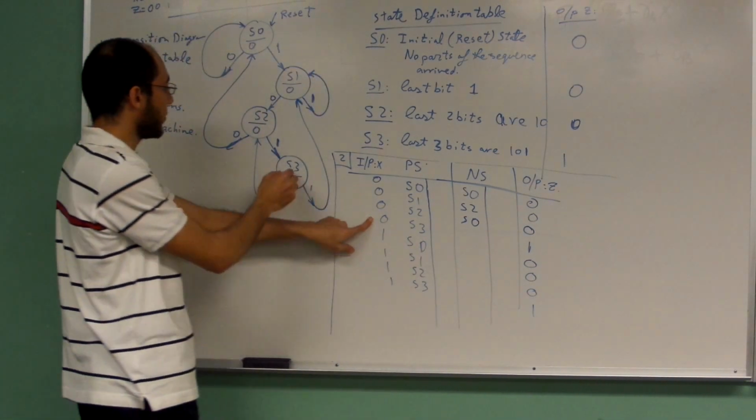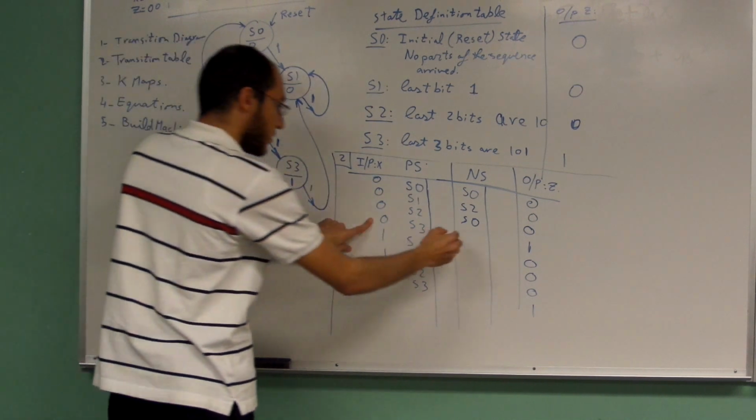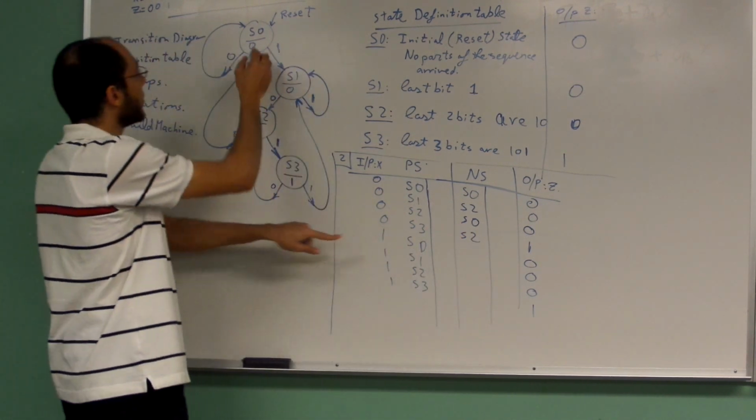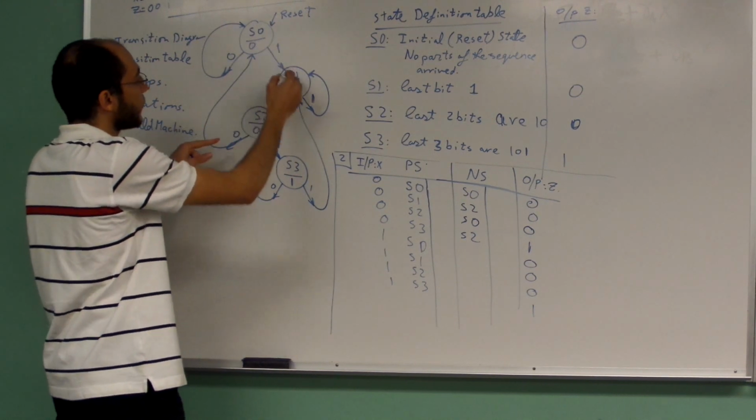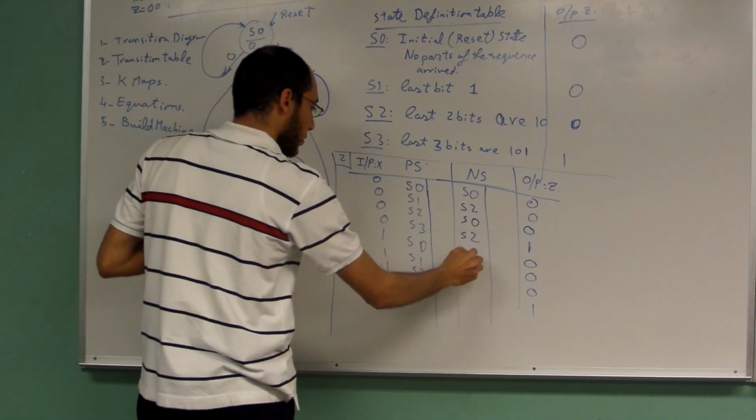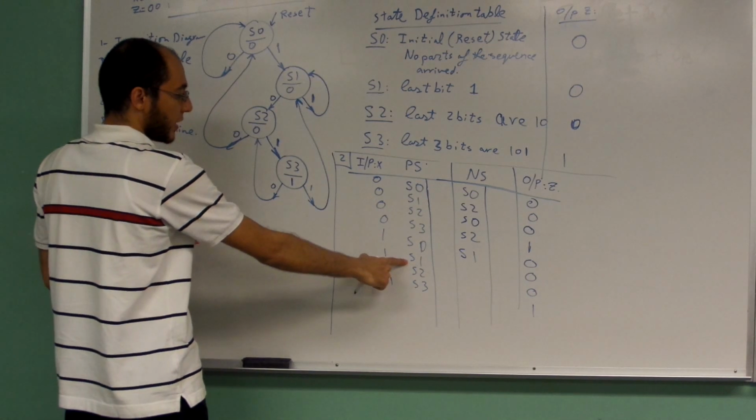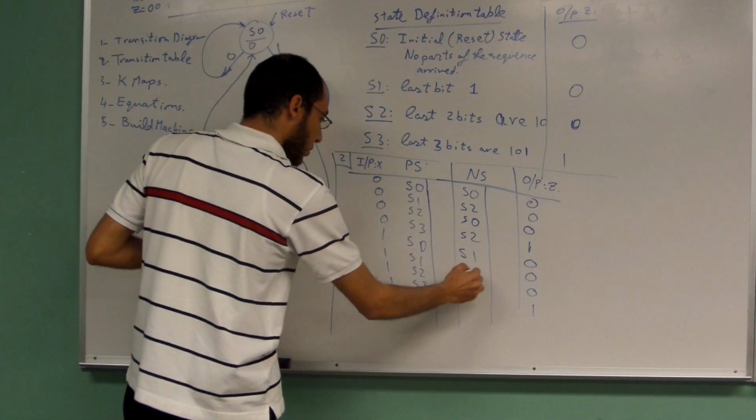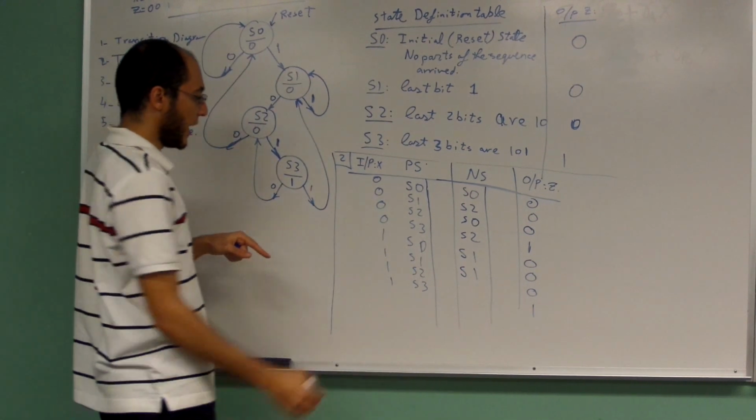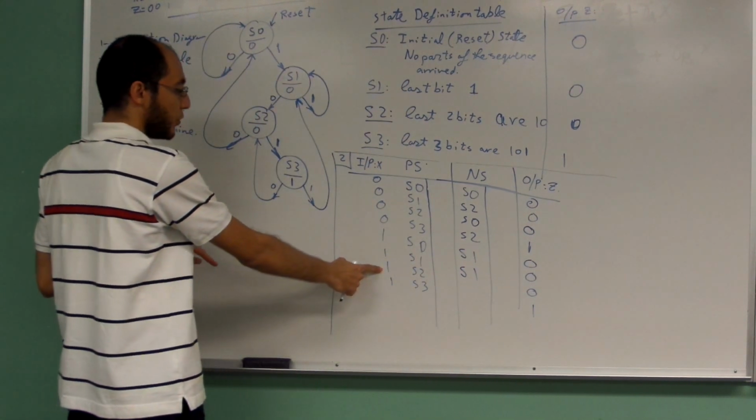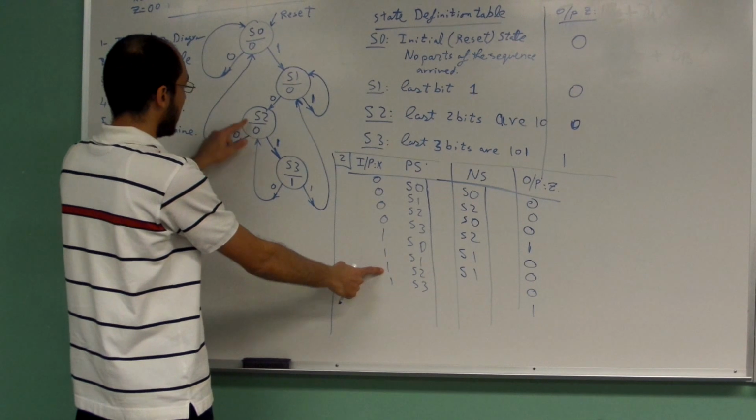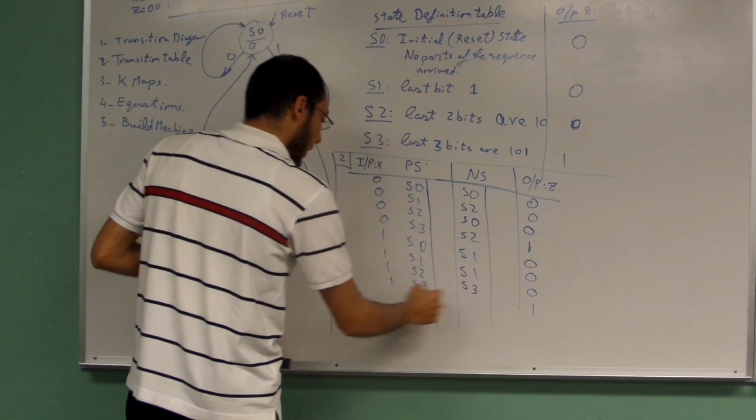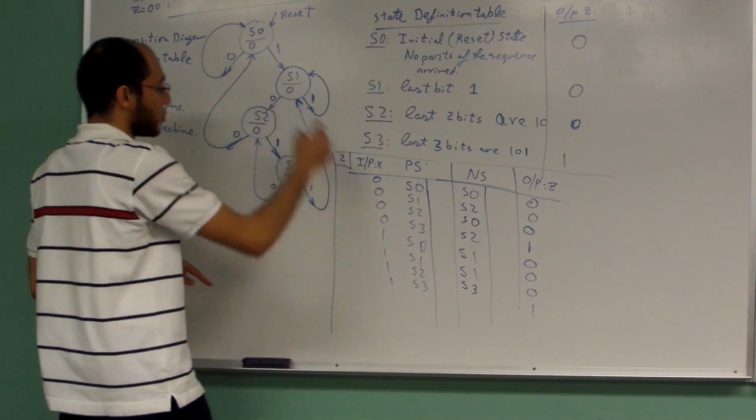S3 and an input of 0 goes back to S2. Okay? S0 and an input of 1 goes to S1. S1 and an input of 1 loops back to S1. Okay? S2 and an input of 1 goes to S3. S3 and an input of 1 goes to S1.